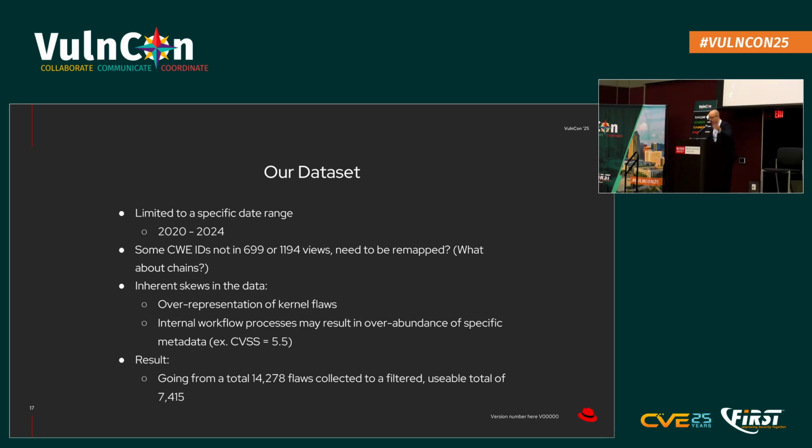So essentially what we started with was those 14,000 flaws roughly from those 4 years of data, and we reduced it down to 7,415 flaws, which was what we actually used to perform the clustering, and we attempted to make sure it was consistent in terms of the kind of data. So making sure that they were all within, for example, the 699 view or the 1194 view.